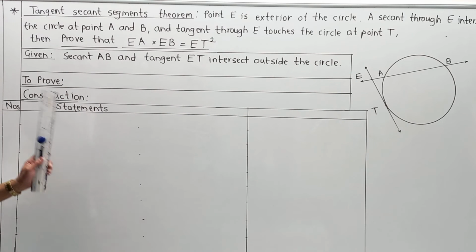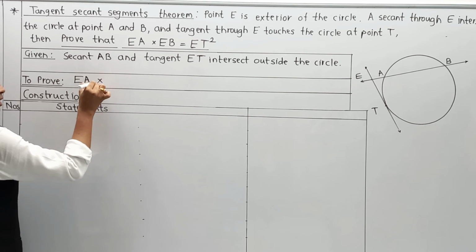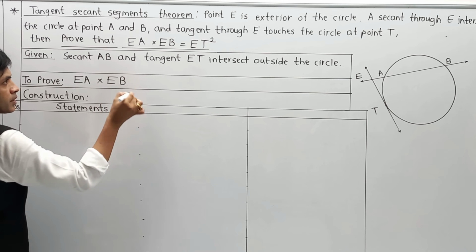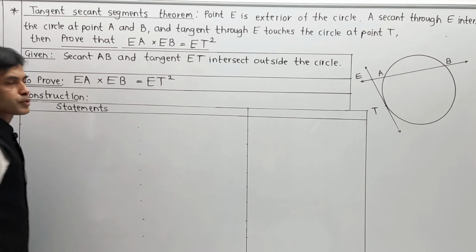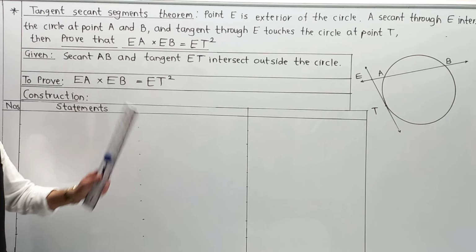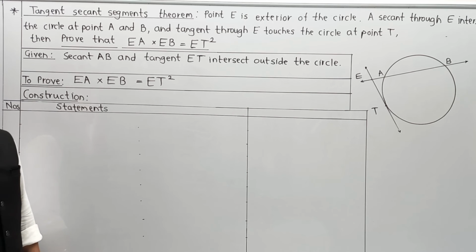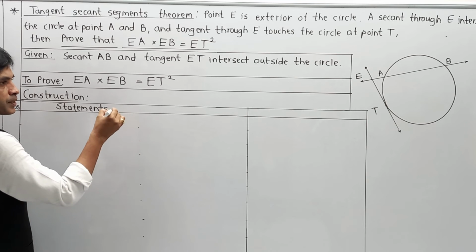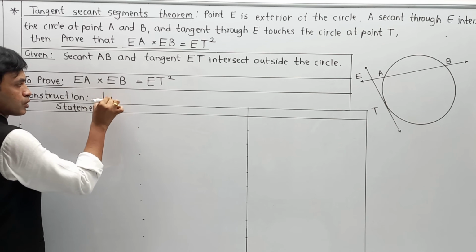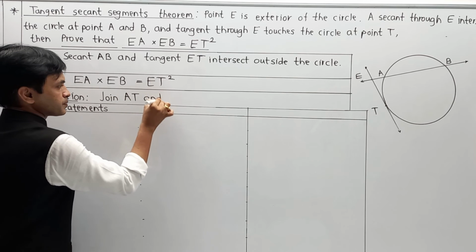Now the next part is to prove that EA into EB is equal to ET square. That part we are supposed to prove. If you want to prove it, then we have to draw a construction, and that construction is nothing but we have to join A with T and B with T. So first I am going to write it, and then I am going to add it into the diagram. Construction: join AT and BT.